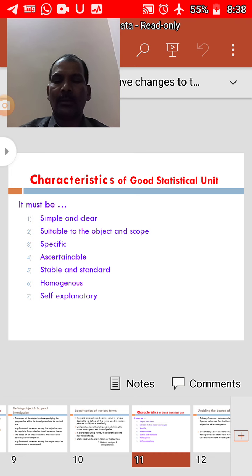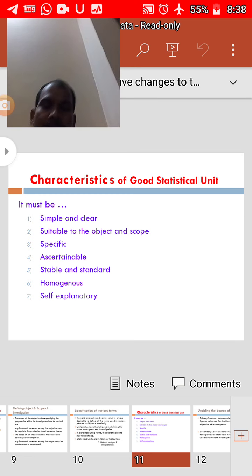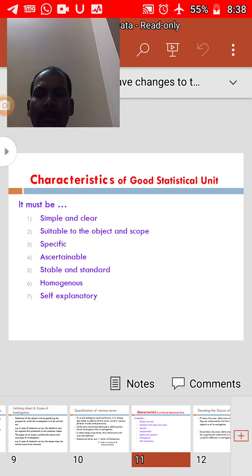And it must be homogeneous. To ensure comparability, the statistical units must be homogeneous and uniform, and the same units must be used to measure. Heterogeneity of units will make the comparison difficult, confusing, and misleading. For example, if we measure the height with kilograms, is it possible? No, there is no relation to measure that. It's not mass, it's height. If you want to measure the height, you require meters or centimeters.